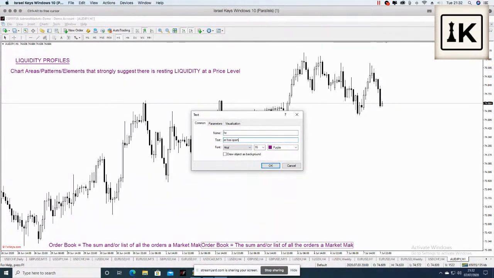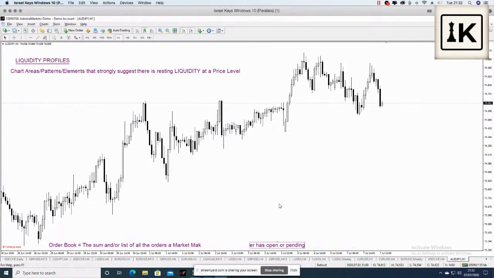Maker has open or pending. In essence, they need huge amounts of liquidity to get in and out of their orders. So this is why I said trading like a market maker is about learning to spot an elephant running through your garden. There's no way an elephant can tiptoe through the garden without letting you know it was there.